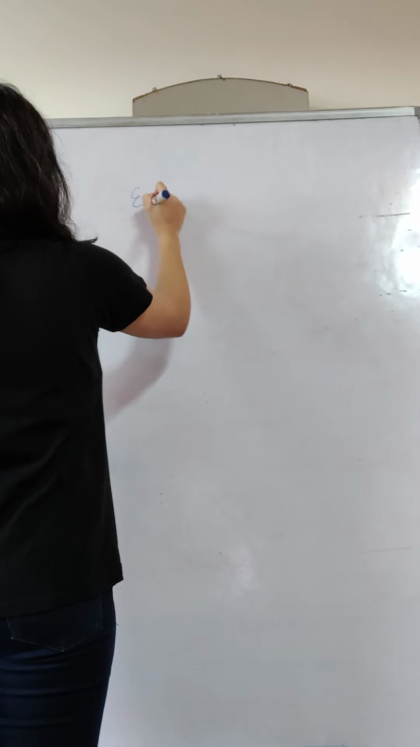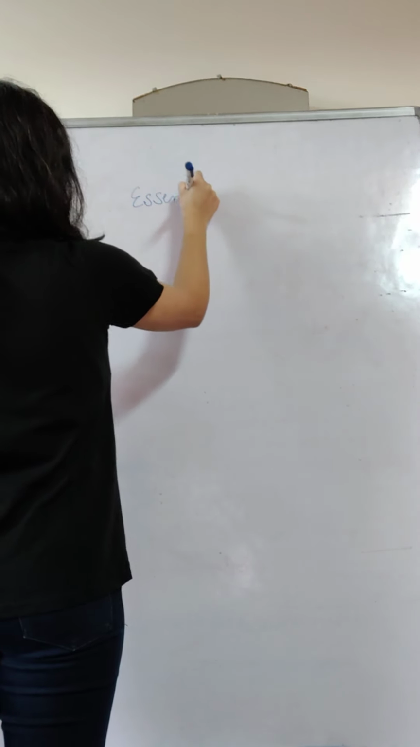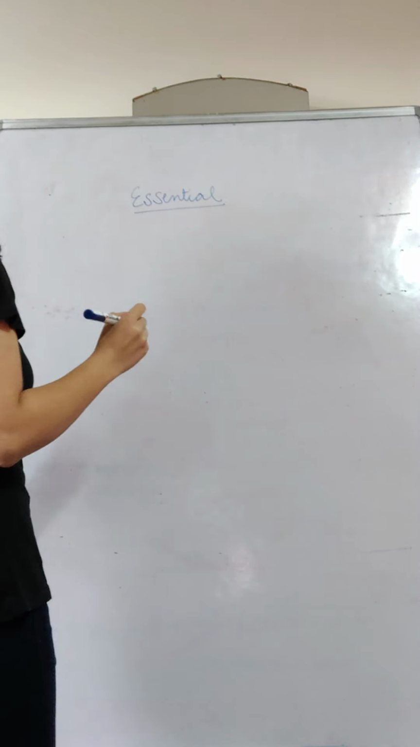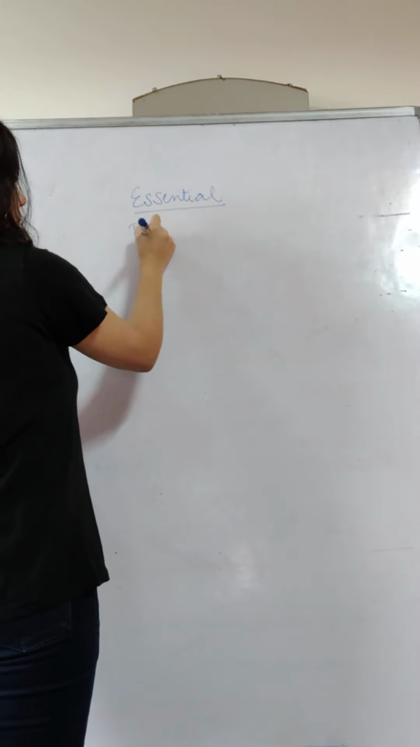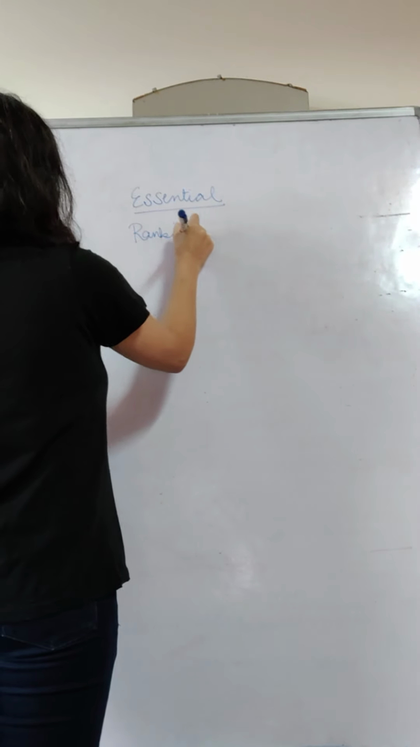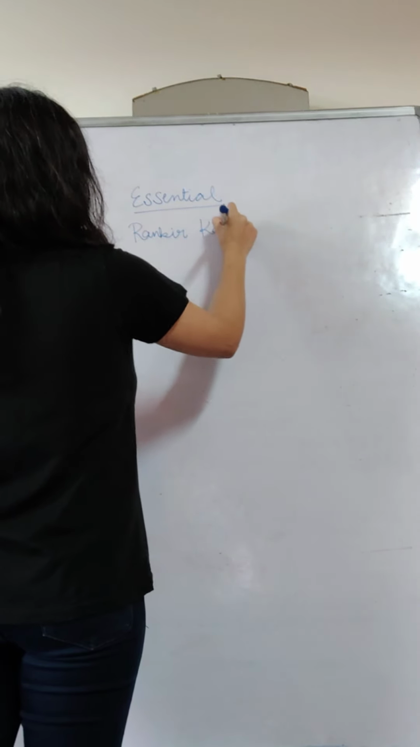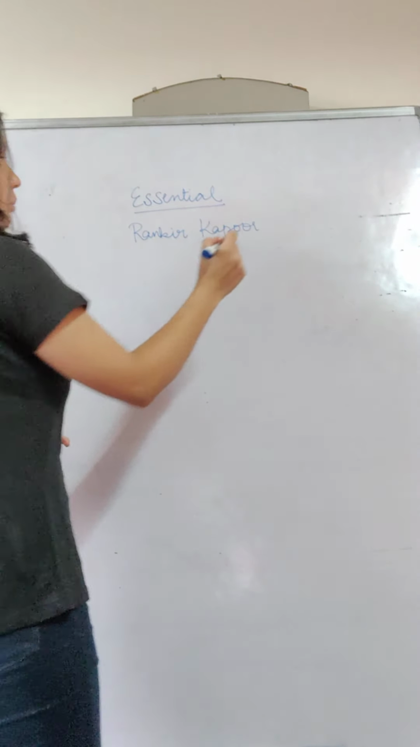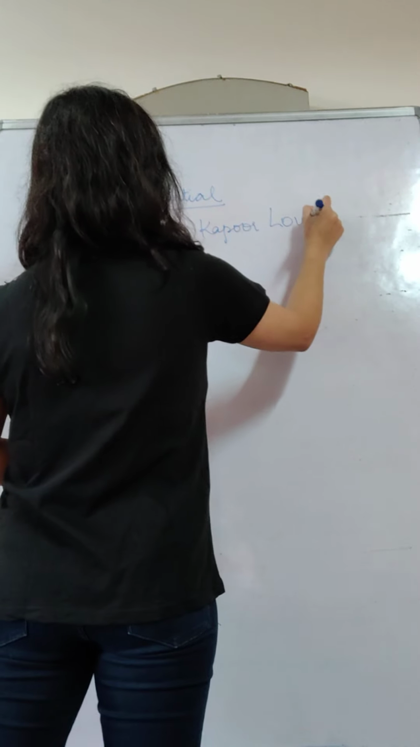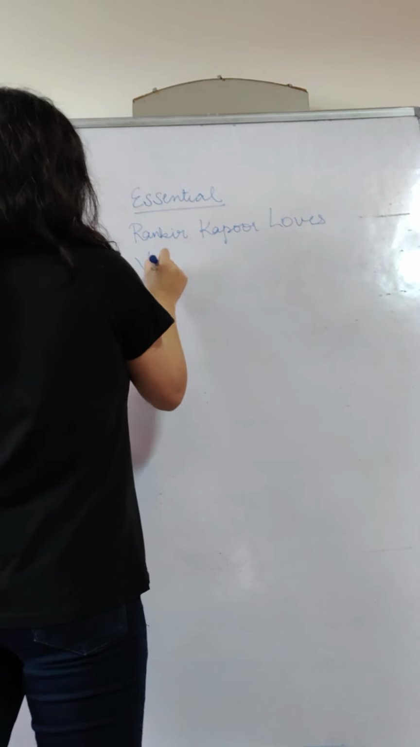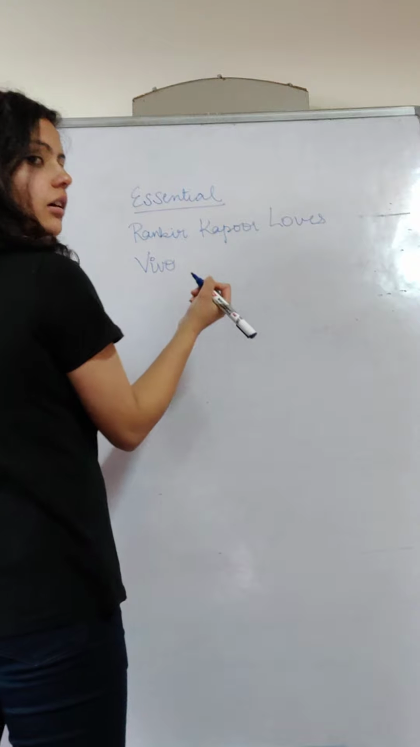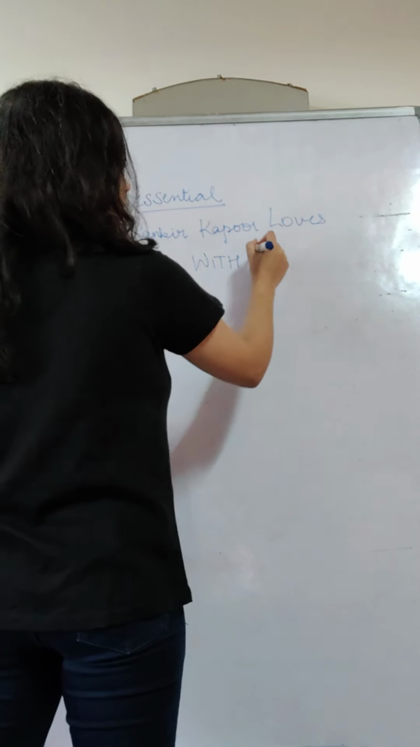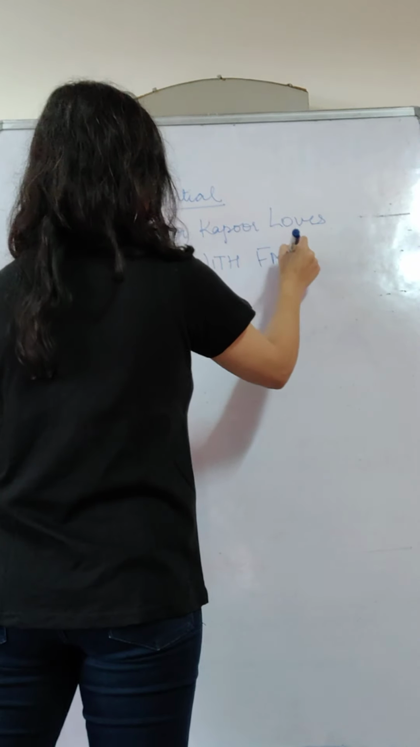First of all, the essential amino acids. In the essential amino acids, we have Ranbir Kapoor. We have Ranbir Kapoor loves Vivo. That's a phone brand, correct? With FM. A Vivo phone with FM, correct?